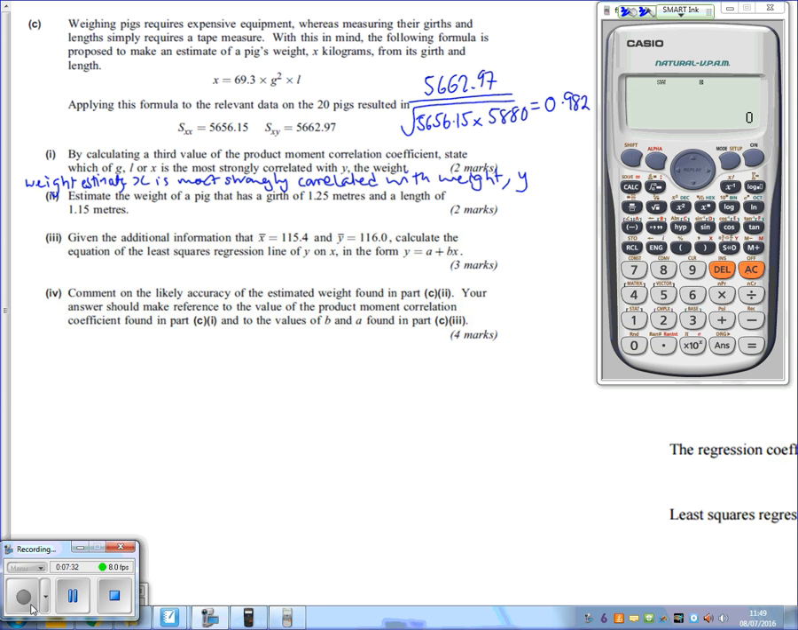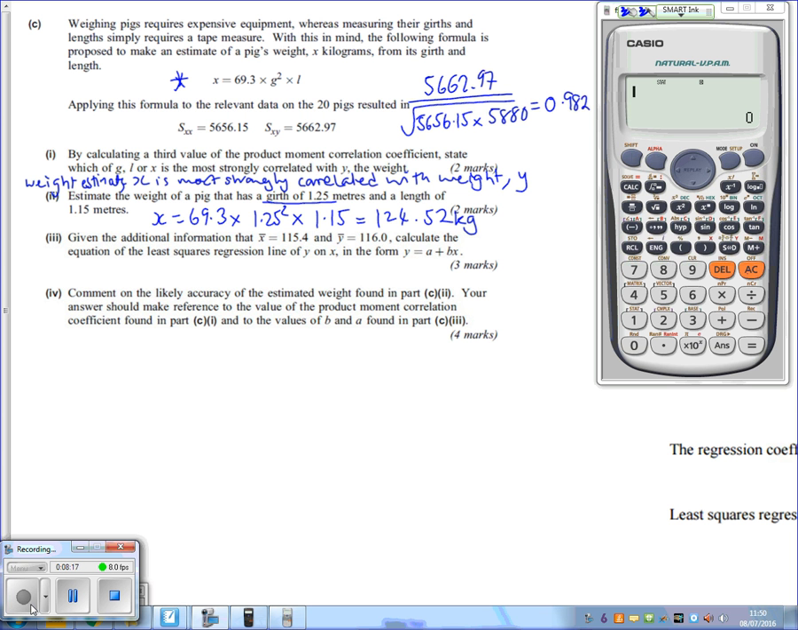Part 2. Estimate the weight of a pig that has a girth of 1.2 meters and a length of 1.15 meters. So now I'm just going to put that into my equation, my formula that I had up here for X. So the girth is 1.25, so that's what G is going to be. So X is equal to 69.3 times by 1.25 squared times by the length, which is 1.15. So I'll calculate that, and that would come to 124.52 kilograms. So I've just put in my unit there, so that's my estimate.